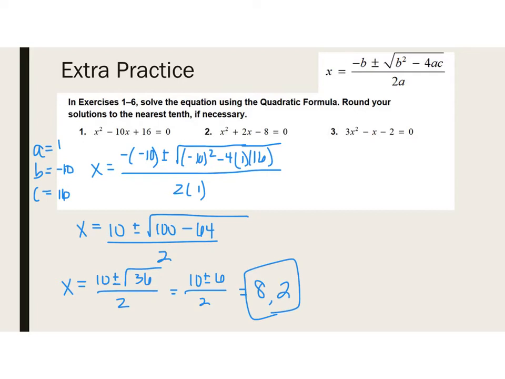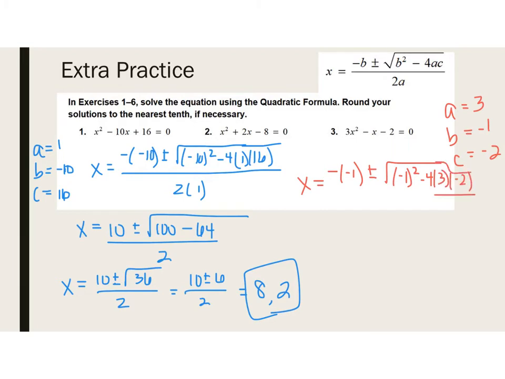Alright, so the first thing you're going to do is find your a, b, and c, and notice that it's equal to 0. So we're going to say that the a is 3 because that's how many x squared you have. B is a negative 1 and c is a negative 2. And then we're going to fill in the quadratic formula. So we're going to have x equals negative b plus or minus the square root of b squared minus 4 times a times c all over 2 times a.